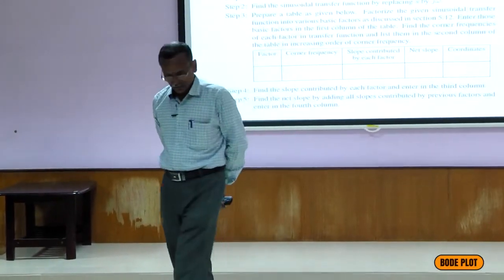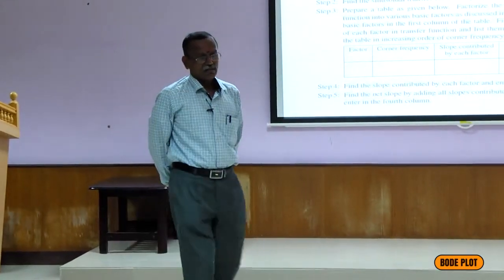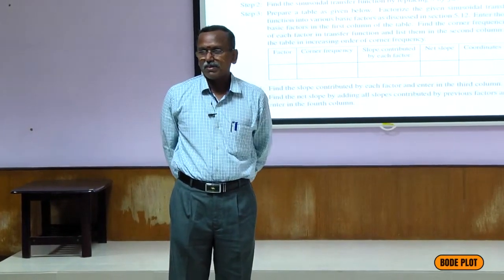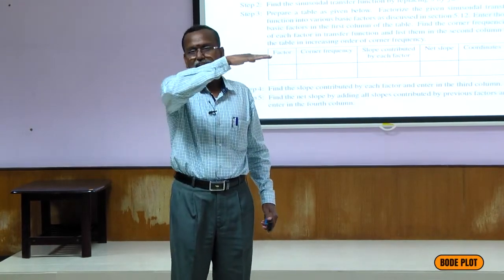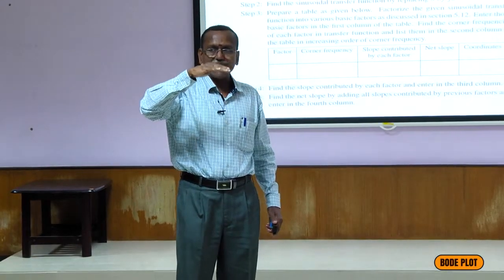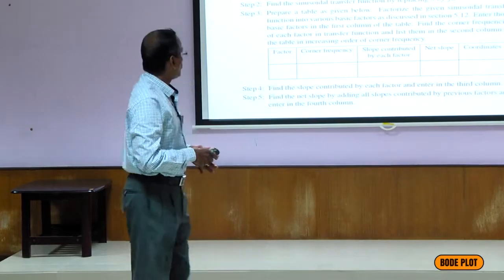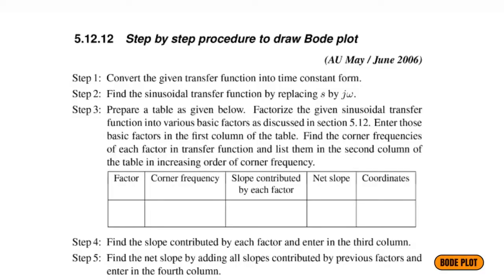For that, a step-by-step procedure is there. The first step is to convert the given transfer function into time constant form, because in the Bode plot the gain k plays an important role. For k, we get a horizontal line. If k equal to 1, it is passing through 0 dB. K equal to 10, it is passing through 20 dB. K equal to 0.1, it is passing through minus 20 dB. So k plays a very important role, meaning the k value must be correct. To make the k value correct, it should be in the time constant transfer function model. That is the first step.